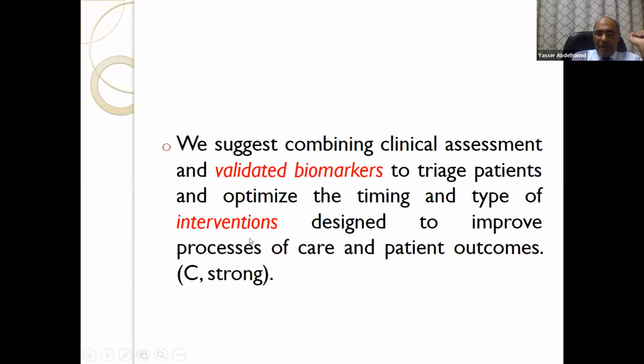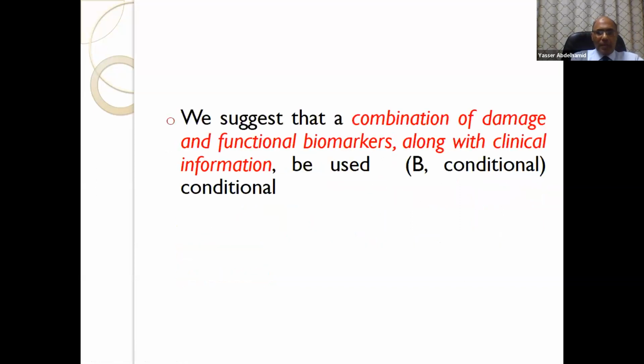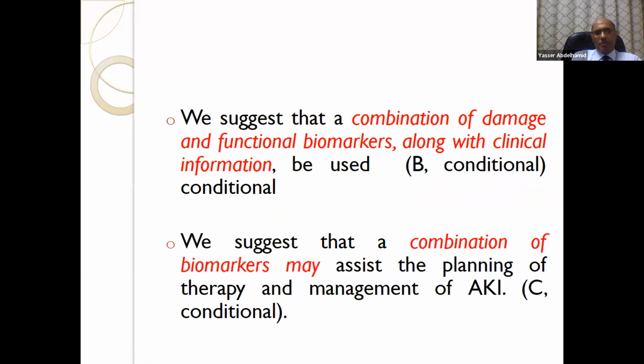We suggest combining clinical assessment, of course, clinical did not lag behind these, and validated biomarkers to triage patients to optimize the timing and type of intervention, stressing the importance of clinical examination, not only the biomarkers. A combination of damage and functional biomarkers along with clinical information should be used. So don't use a single biomarker. Combine a damage biomarker and a functional biomarker. A functional biomarker is glomerular and a damage biomarker can be tubular.